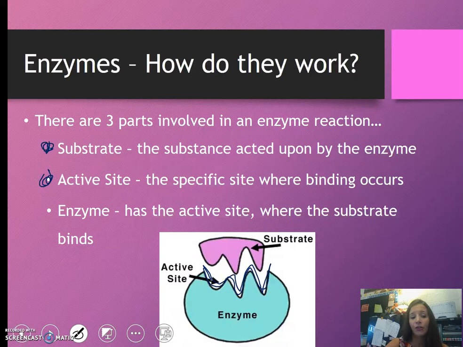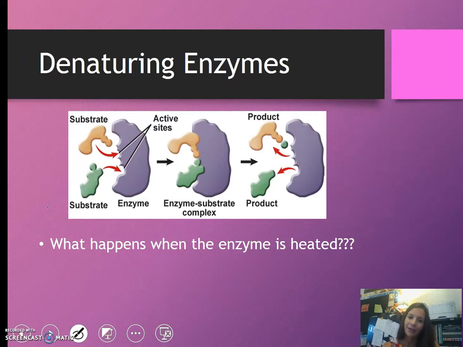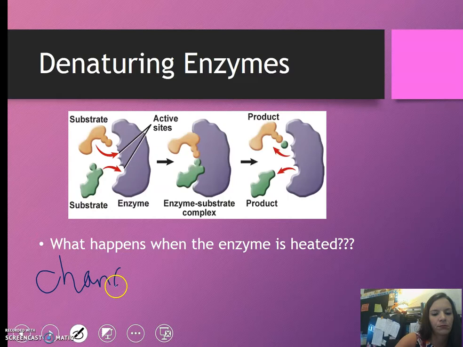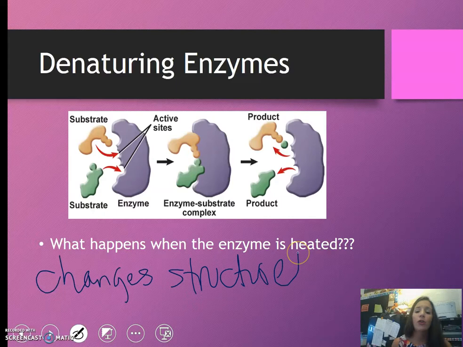So there's something else that can happen to enzymes called denaturing. So when enzymes are denatured, such as by heat exposure or exposure to a highly acidic product, something that's going to change them, it changes their structure. So that change in structure means the enzyme and the substrate no longer fit together like they're supposed to, and then as a result, the processes can't happen.